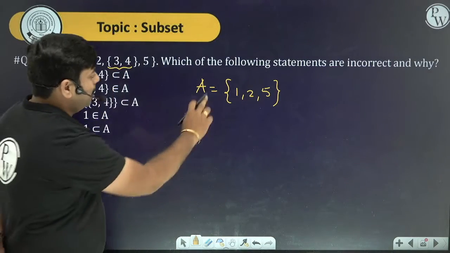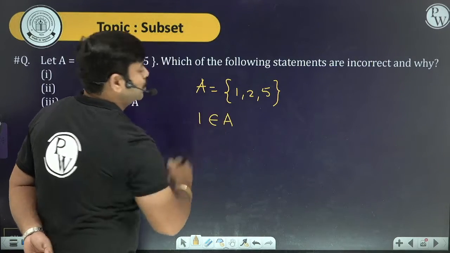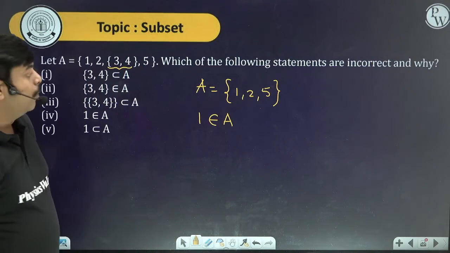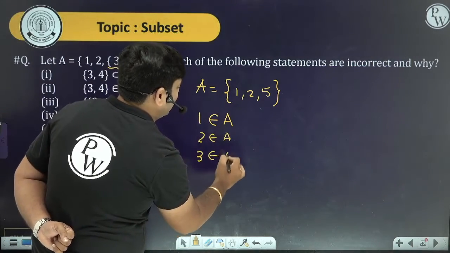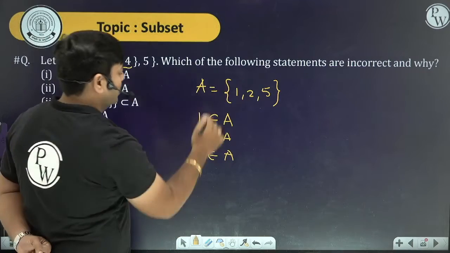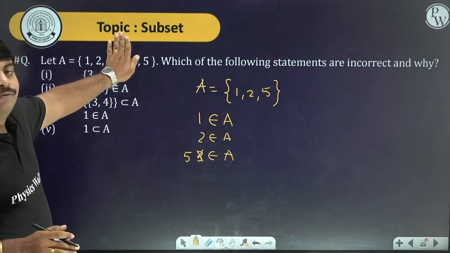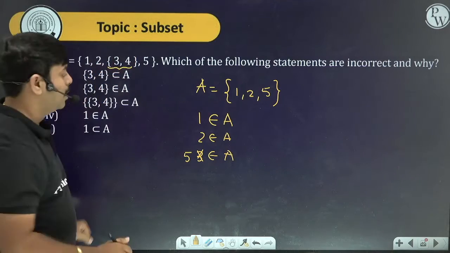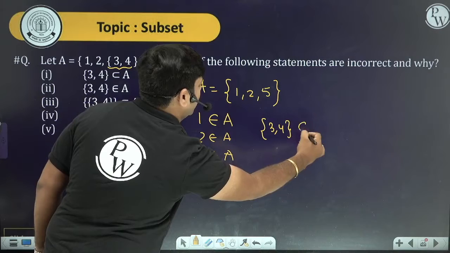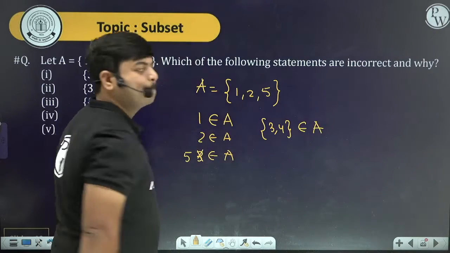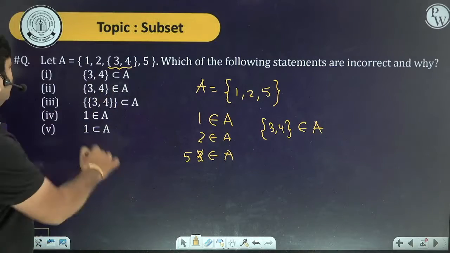I can say 1 is an element in A, so 1 belongs to A, correct? 1 belongs to A. 2 belongs to A. 5 belongs to A. People, these are elements. In the same way, {3, 4} is also one element. So in the same way, I can say the set {3, 4} belongs to A. The set {3, 4} belongs to A, right? So your second option is correct.